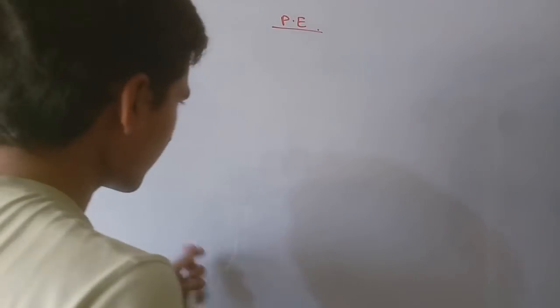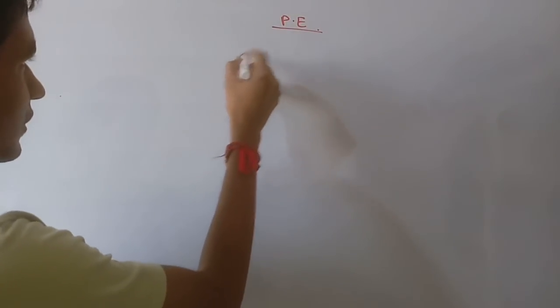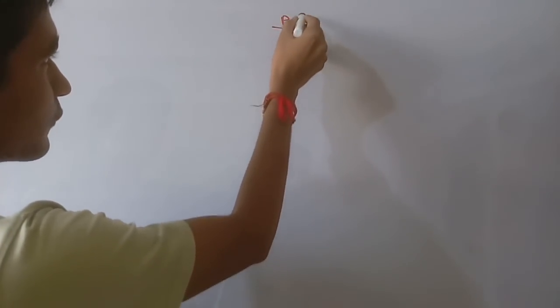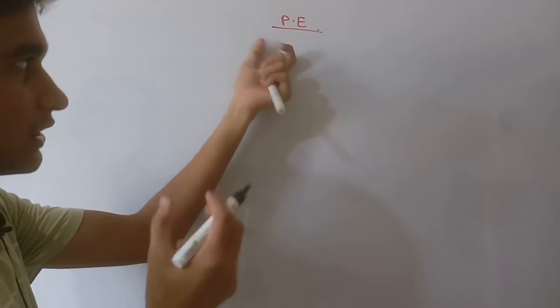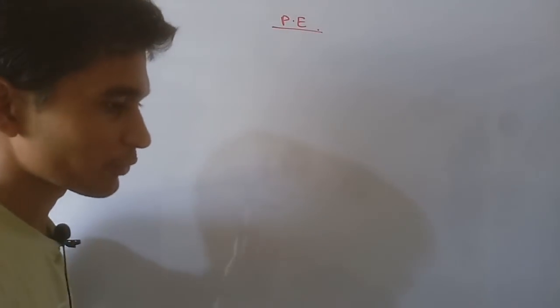Now first we are going to see what the photoelectric effect is. Photoelectric means photo means photon, electric means current production. Current production when a photon strikes any metal surface.